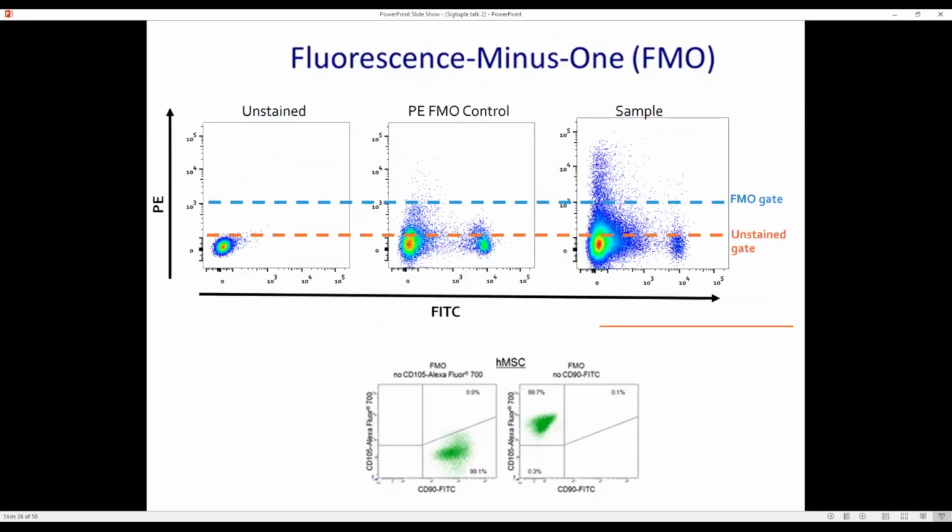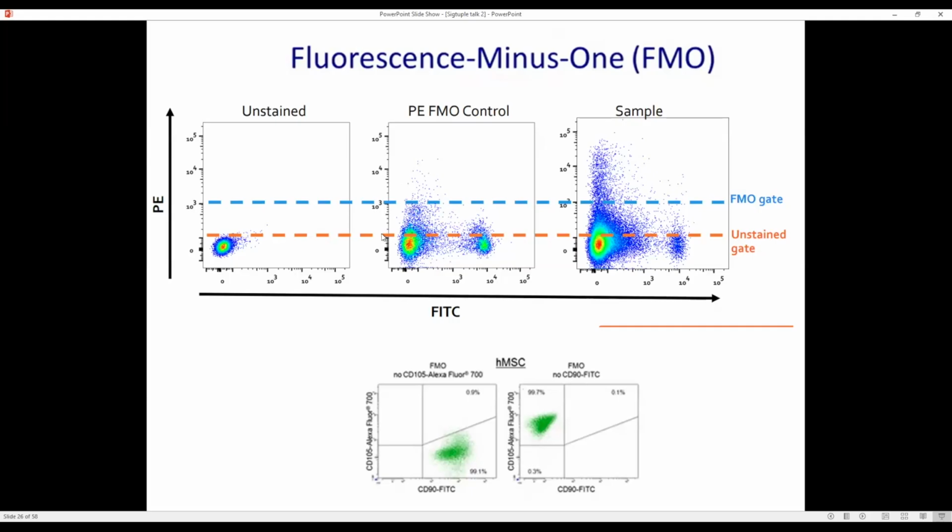Right, super. So this is FMO. For example, I'm doing an FMO for PE. I've stained the cells. This is unstained, where I've not added any fluorochrome. And here you can see that I've added all the fluorochromes except PE. If you compare with unstained, you can see a signal here. Remember, I've not added PE, but still there is some signal coming here, which may be from some other fluorochrome spilling into the PE channel.